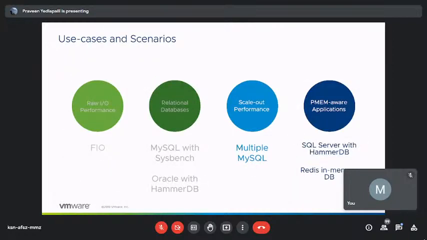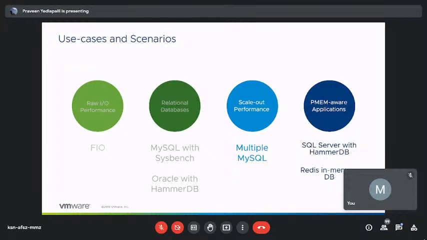Okay, next let's look at scale out performance. In general, the term scale out means if you have one application and that one application is not able to support the customer load, like a lot of clients are trying to connect to this single application, generally the solution that people try is to run multiple instances of that application and distribute the load across those instances. That's called scale out.